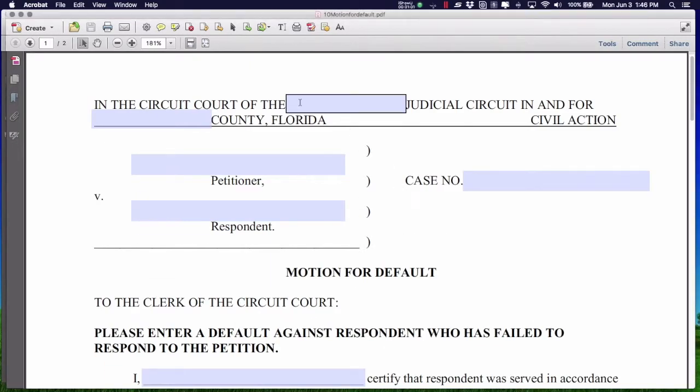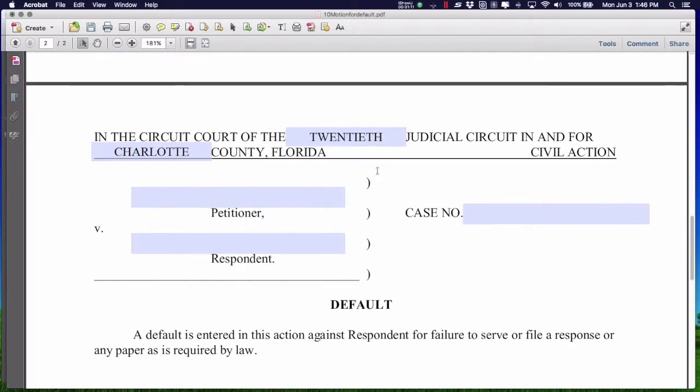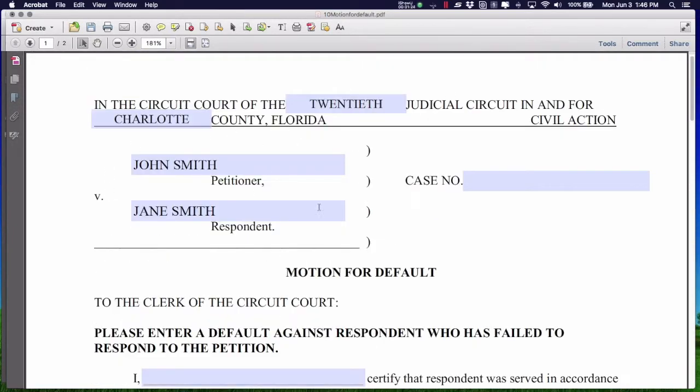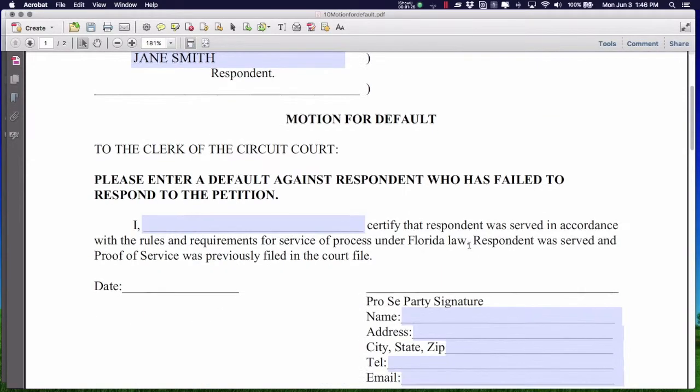So take a look. Once you fill in the form field, let's say you put 20th here for 20th Circuit and you put Charlotte County. All right, so if you've typed it in here, guess what? It goes everywhere. Look, see it? There it is. You don't have to do it over again. These are blank. Well, petitioner, let's put a name in here. Done. Now take a look up here. You don't have to do it over and over again. All these fields are interlinked.